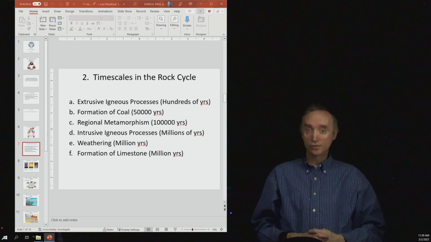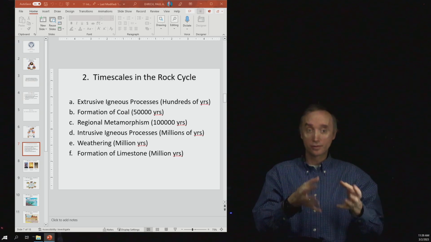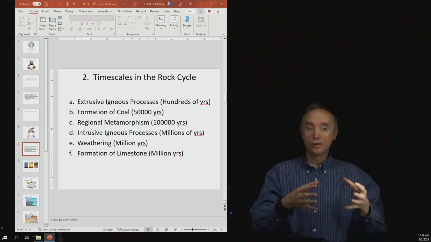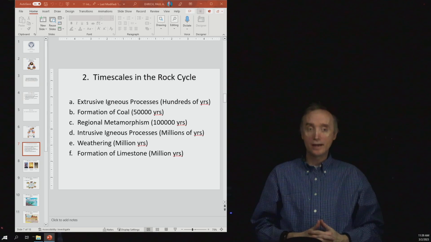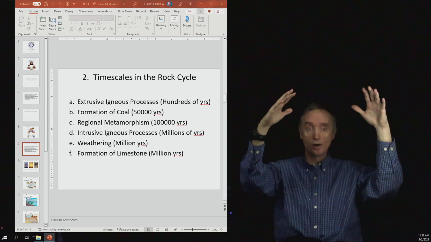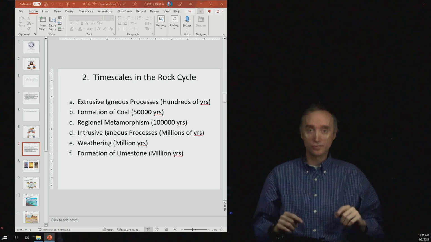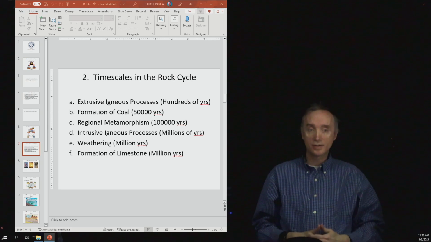And then intrusive igneous processes. So let's say that you've got a blob of magma that's under the ground. So how long will it take that blob of magma to turn into a batholith? Well, it could take up to millions of years, because that heat takes a long time to make its way out of the earth, as opposed to the extrusive igneous processes where the lava is in direct contact with the air.